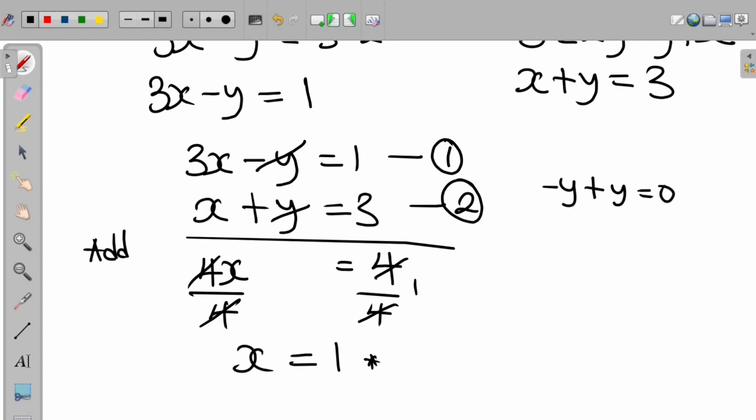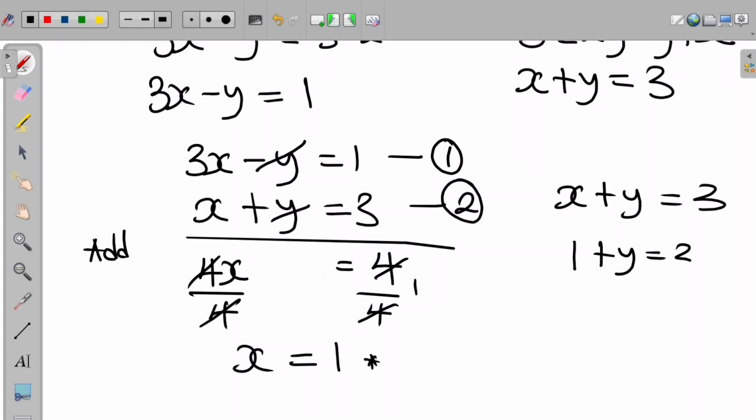Now we can substitute the value of x into equation 1 or equation 2 to obtain the value of y. So we have it that x plus y is equal to 3. Well, the value of x is given as 1, so we have 1 plus y is equal to 3. So y is equal to 3 minus 1. So y is equal to 2. So we are able to obtain the value of x to be equal to 1, and we obtain the value of y to be equal to 2.